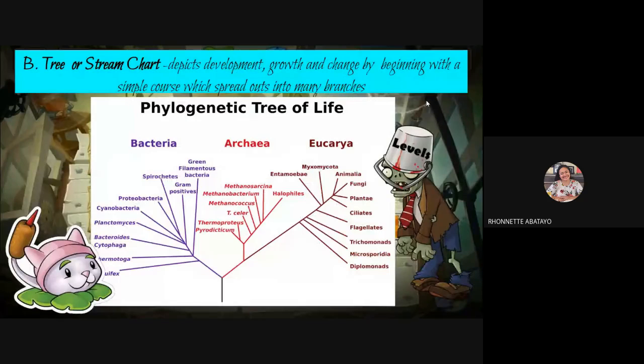Another one is the tree or stream chart. It depicts the development, growth, or change of a single course which spreads out into different branches. The tree or stream chart also helps us see the beginning of the contributions of these tributaries, or how they converge, turning a single concept into many concepts. Usually we can see this one in science.